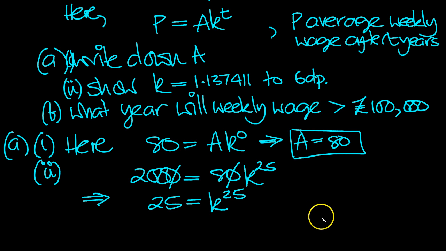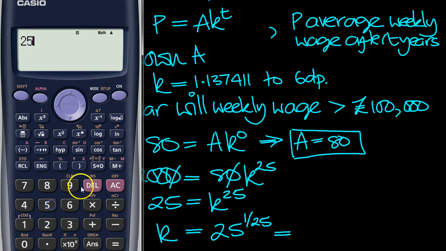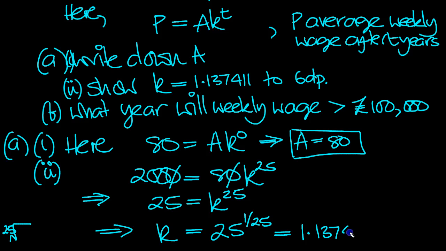Okay, so what have we got here then? Take the 25th root, because it's power 25, so that tells us that the 25th root of K to the power 25 will just give us back K to the power 1, which is 25 to the 1 over 25. So we need to type that in the calculator. 25 to the power 1 divided by 25 equals 1.137411, and that's to 6 decimal places. That's what we wanted to show.